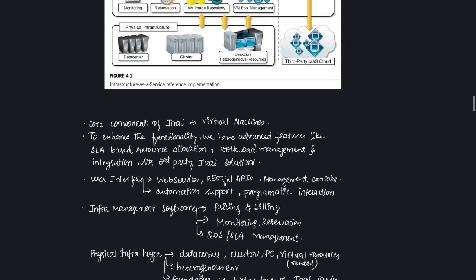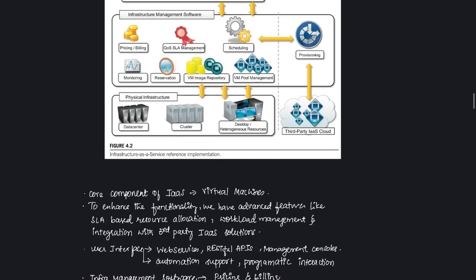Next, we have the infrastructure management software, where we have pricing, billing, monitoring, reservation, QoS (quality of service), and SLA management. All those things are the different functions which could be performed, the different software which is present here. So that is considered here.